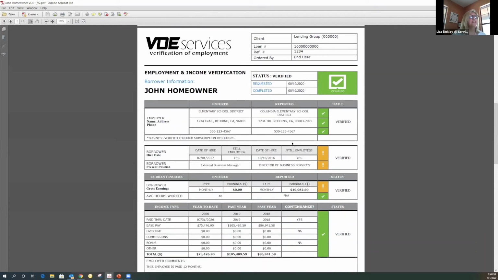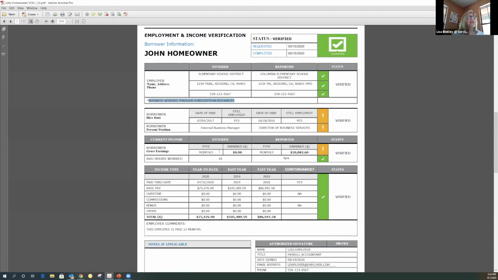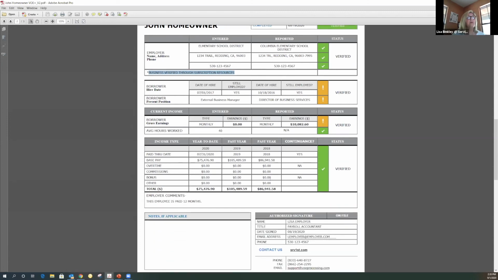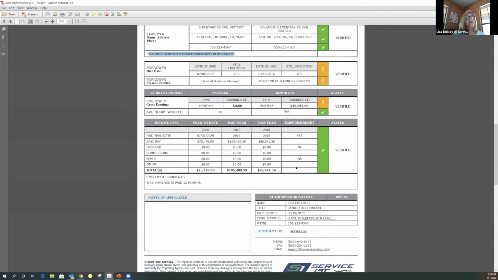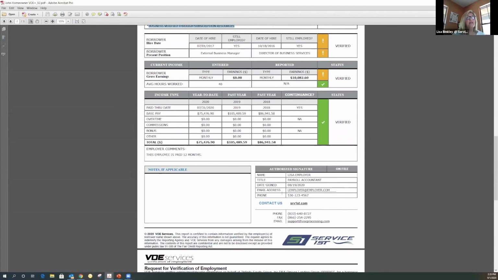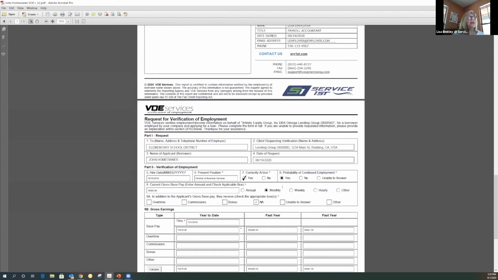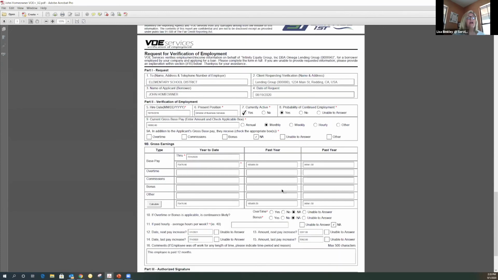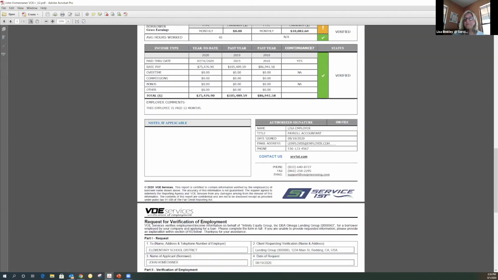Underneath, on the verification of employment and income report, we give the underwriters a simple, easy to read report that color codes anything that they may want to look into further. We tell you about the businesses that were verified through our subscription resources for their name, address, and telephone number. And we take all the data directly from the 1005 and populate this report. It's just easier to read. We also tell you who completed the verification of employment and income. And then last, we attach the Fannie Mae 1005 that was completed by the employer.